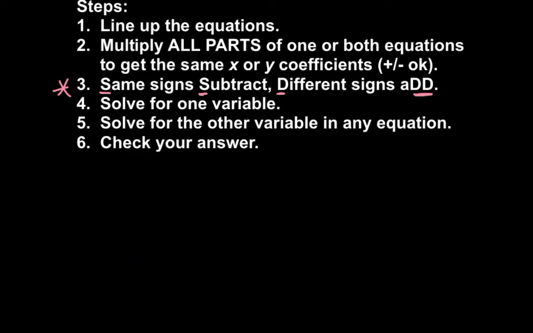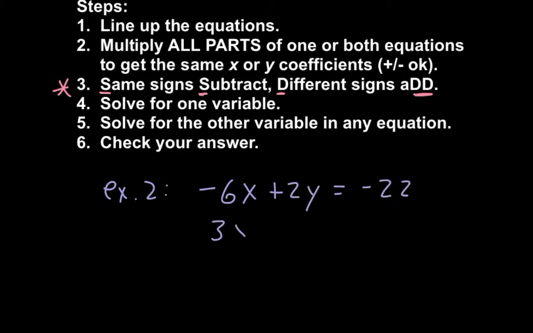All right, this next example I think we should all write down, so this will officially be example 2. One equation is going to be negative 6x plus 2y equals negative 22. My second equation, my second line, will be 3x plus 3y equals 27.